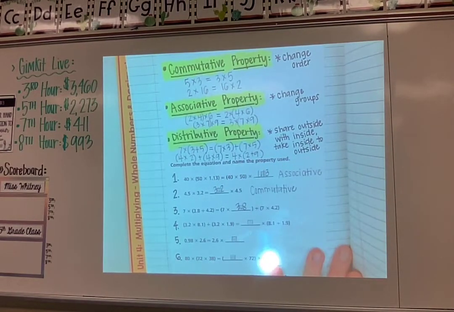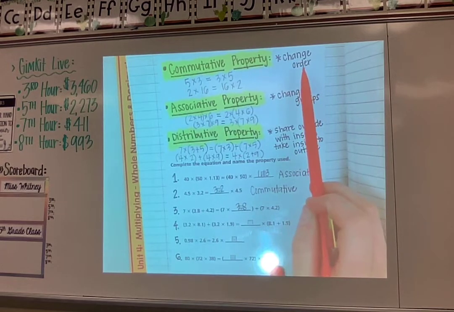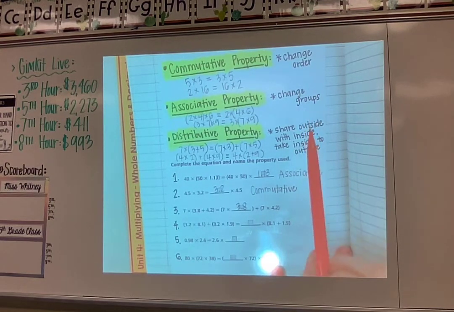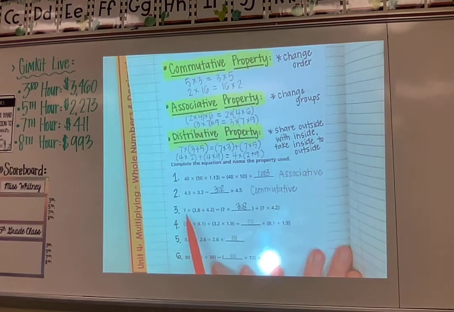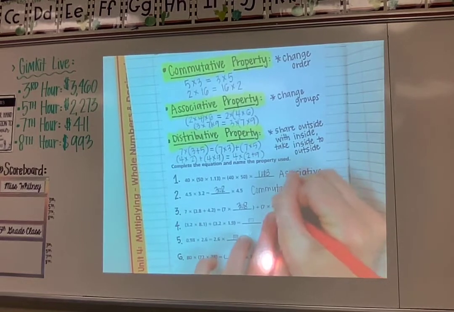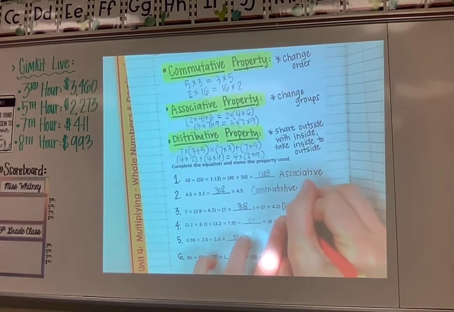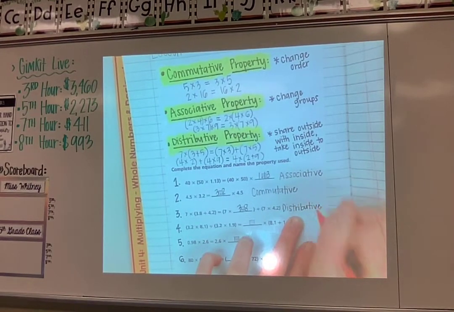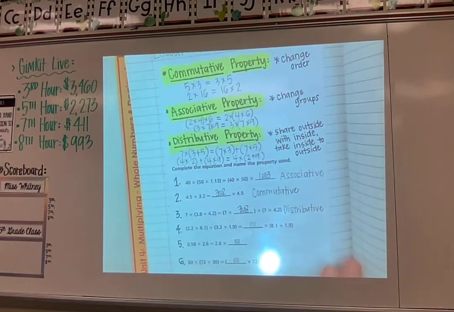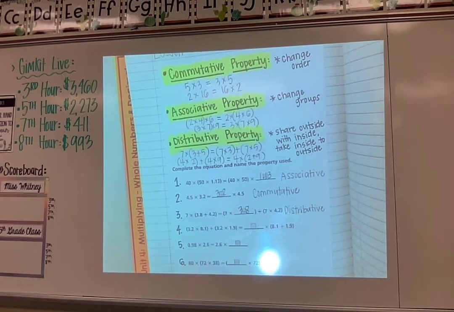And then we have to decide, did they change the order? Did they change the groups? Or did they share the outsides with the insides? They have shared the outside with the inside. Look, this 7 was on the outside, and they moved it to the inside of this one and the inside of this one. So they have shared it in both, which would be the distributive. Okay, those are a little bit tricky because there's a lot going on. So hint, hint, if there's a lot going on, it doesn't look like they've just changed the groups or changed the order, it's probably the distributive property.